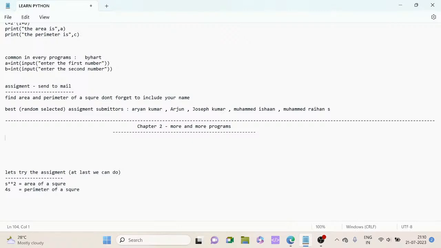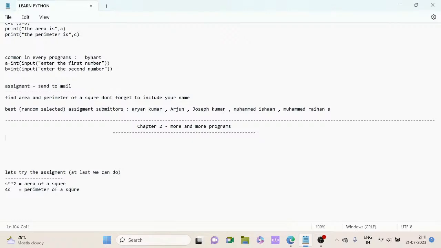Some persons have done it in another method. They are Aryan Kumar, Arjun, Joseph Kumar, Muhammad Ishan, and Muhammad Rehan. These persons have submitted the assignment correctly, so their names have been kept on the best assignment submitters list. Okay, so now let's start the session.